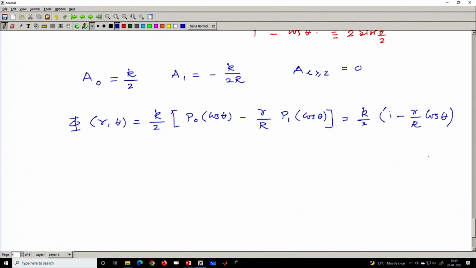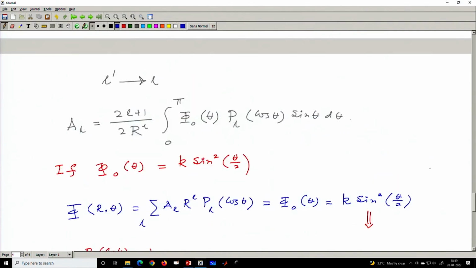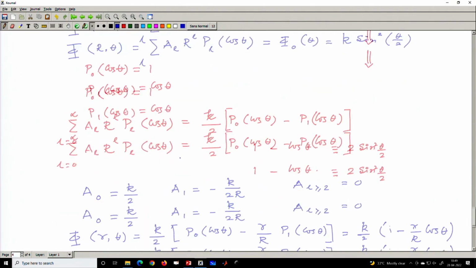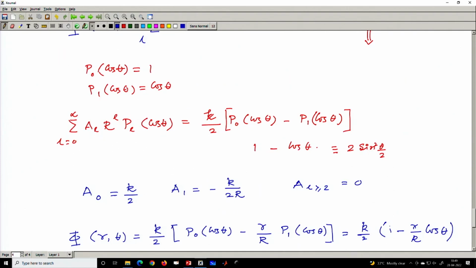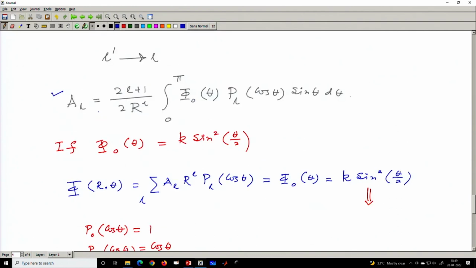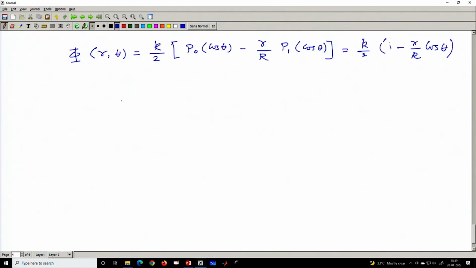Now, A_L can also be figured out directly, because in this formula I already wrote that A_L can be written, and I just find out what my A0, A1, A2 and so on are. So I expand the right-hand side in terms of Legendre polynomials, but we can still find A_L directly. So, if I do that, finding A_L directly.